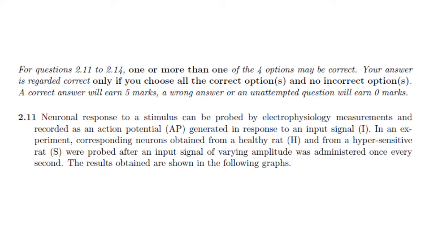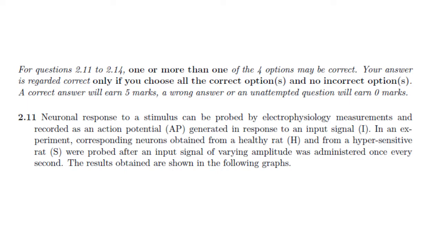Next one. Questions 211 to 214. One or more than one of the four options may be correct. Your answer is regarded correct only if you choose all the correct options and no incorrect options. A correct answer will earn 5 marks, a wrong answer or an unattempted question will earn 0 marks.